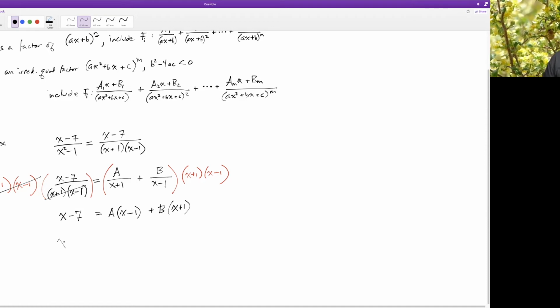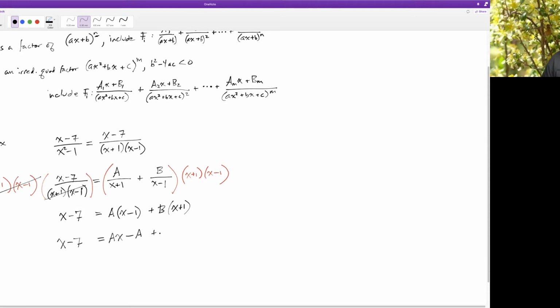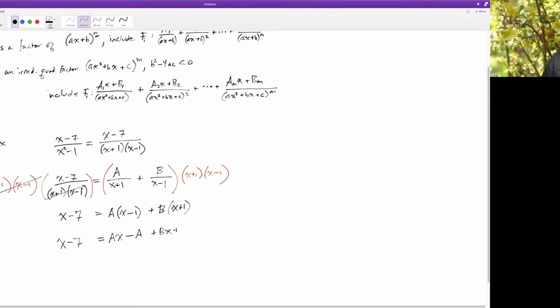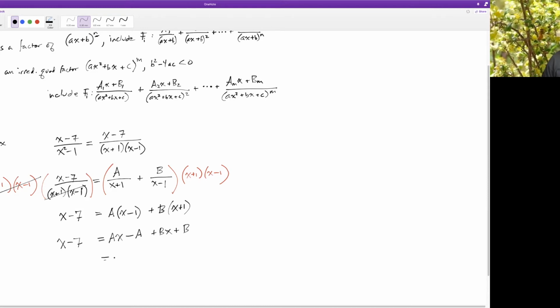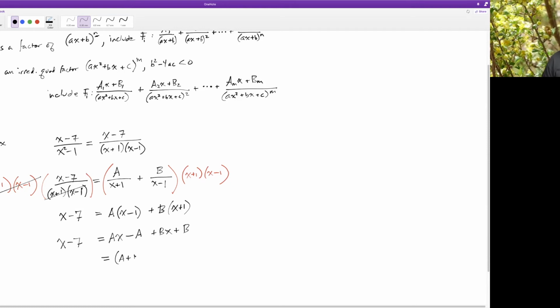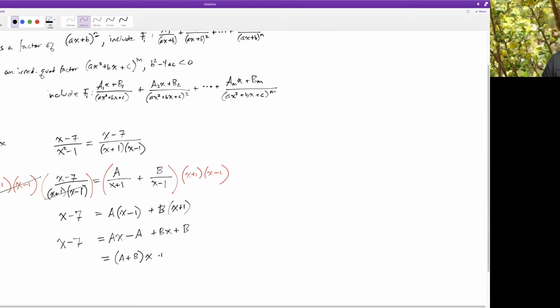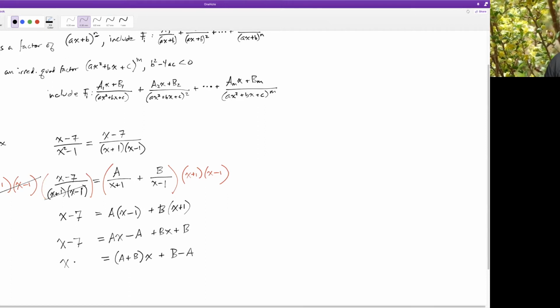So what I'm going to do now is distribute A and B. So I've got Ax minus A plus Bx plus B, and collect like terms, right? I've got an Ax and a Bx. In other words, I have (A plus B)x, and then I have a B minus A.